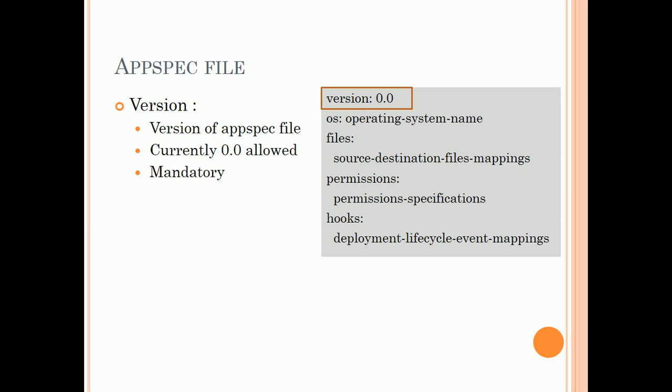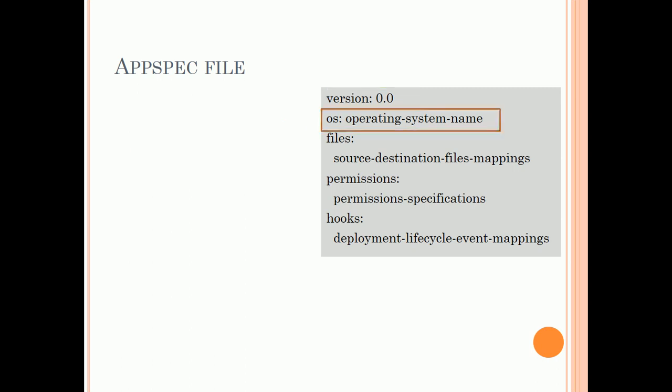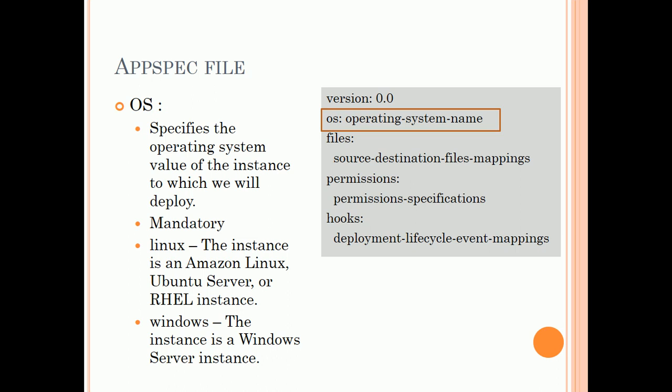The next is OS. OS is nothing but the operating system value of the instance to which we are going to deploy our application. It is also a mandatory section. And if we are using the Linux operating system, then we need to specify Amazon Linux, Ubuntu Server or RHEL instance. And if we are using the Windows operating system, then the instance will be a Windows Server instance.